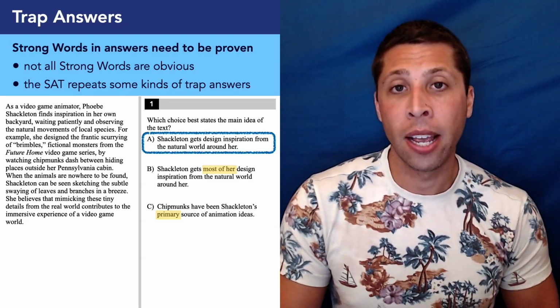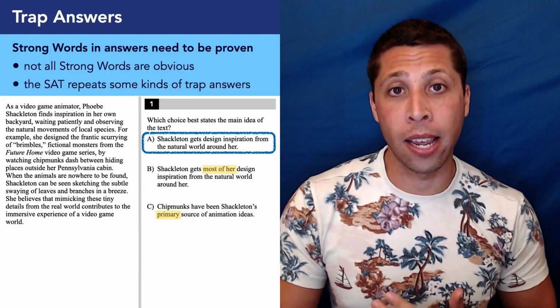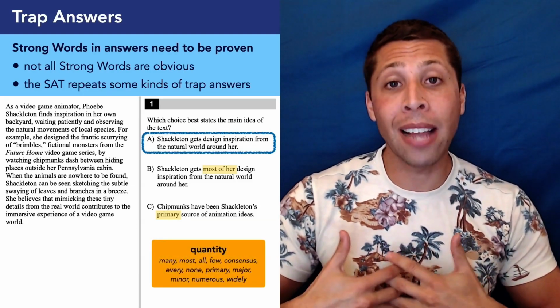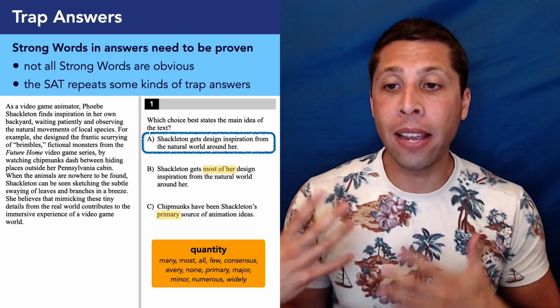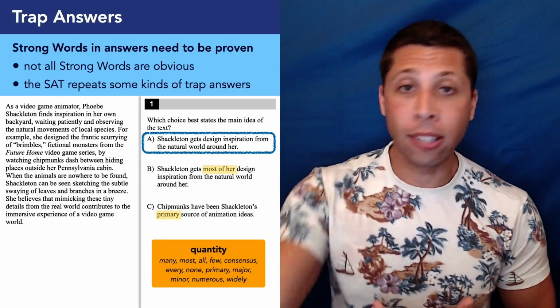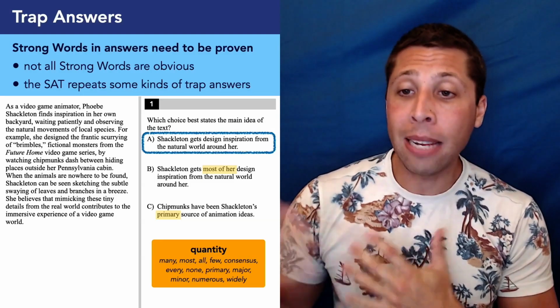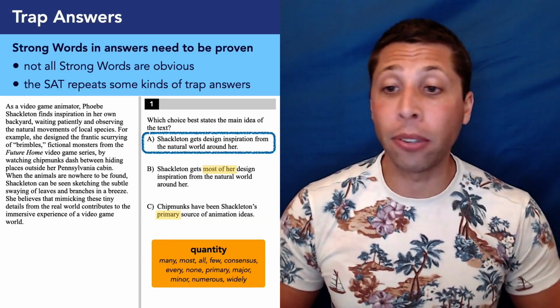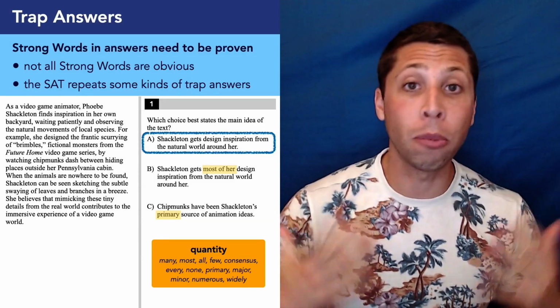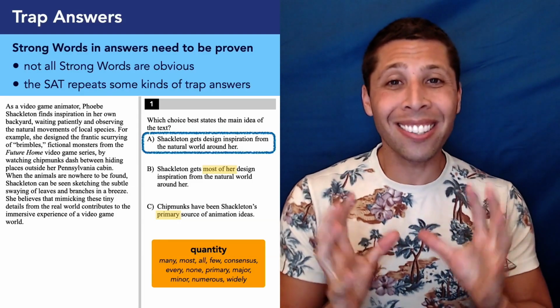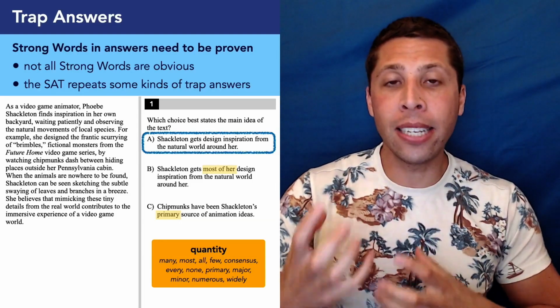by the passage. And the common feature of both B and C is we have words that try to have a quantity attached to them. They involve number in some way. And so some other words that might do that: many, most, all, few, consensus, every, none, primary, major, minor, numerous, widely. All of these words in some way convey an idea of number.